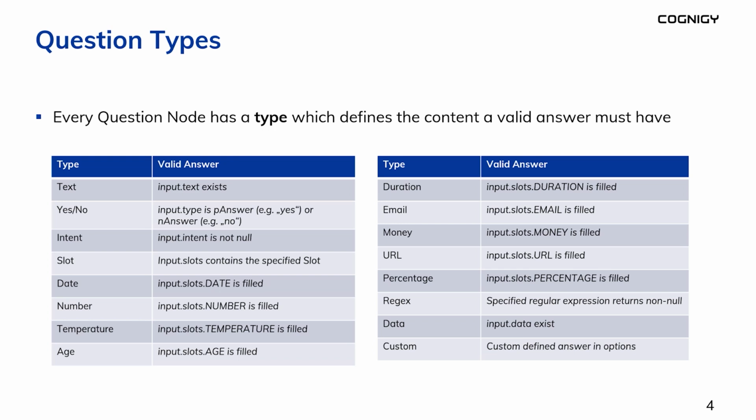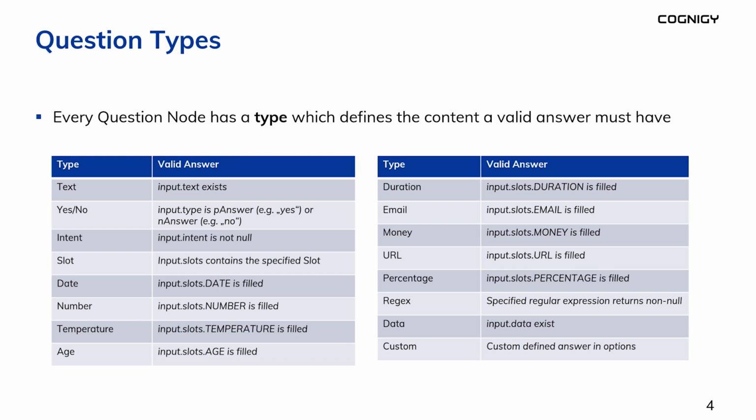A yes/no question would check if the input.type is p answer, which means a positive answer, or n answer, which is something that is set by the NLU. An intent question type checks if input intent is not null. And a slot question would check whether a specified slot would exist. So if you have attached a lexicon, for example, and you need the user to select a product, you're waiting for a product slot, and this is something that you can do using the slot type question.